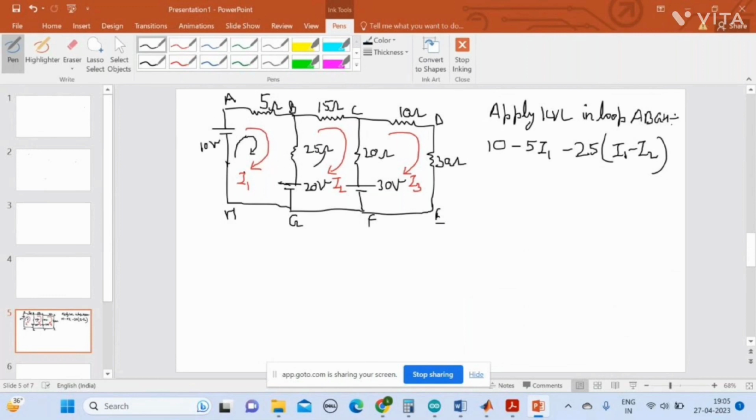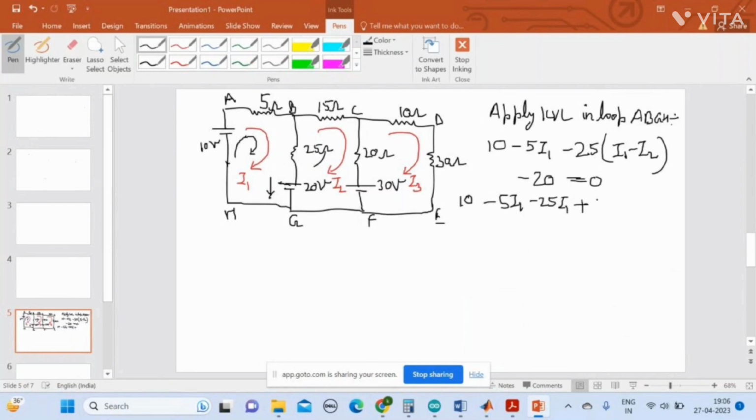And the direction of current in 20 volt is from positive to negative. Since we are taking the direction of I1, therefore the direction is like this. Therefore loss is occurring. Therefore we represent 20 volt as minus 20, equals 0. Solving this equation, we get 10 minus 5I1 minus 25I1 plus 25I2 minus 20 equal to 0.